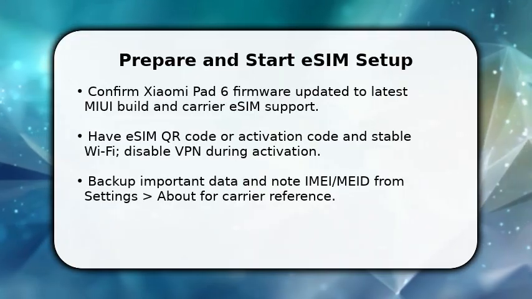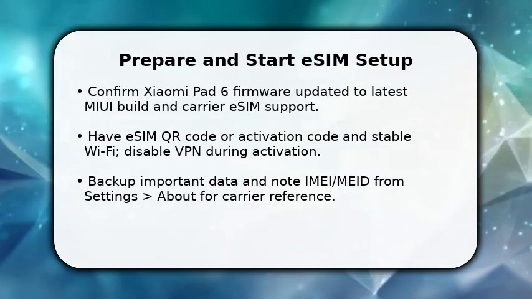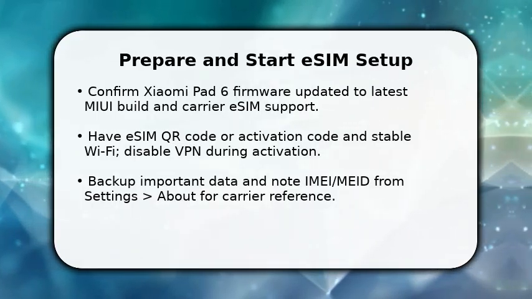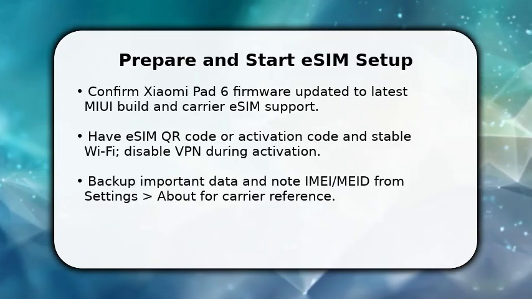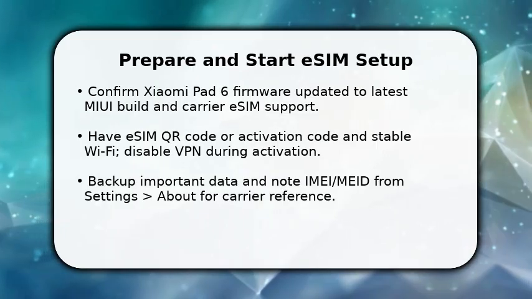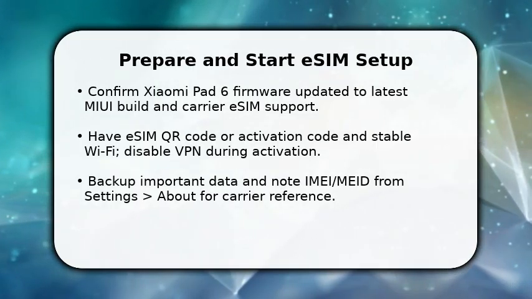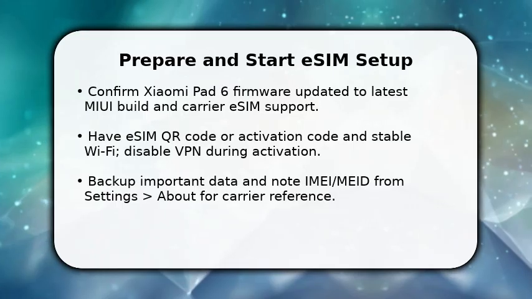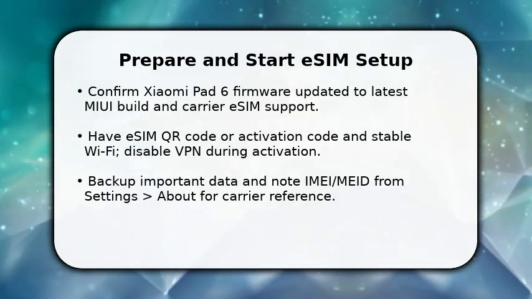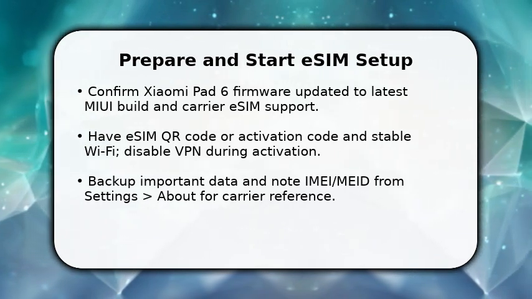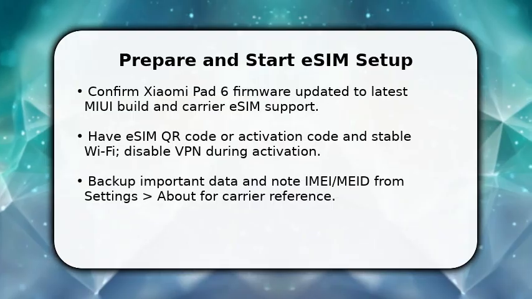Enjoy the video. You begin by checking prerequisites. Ensure your Xiaomi Pad 6 runs the latest MIUI and that your carrier supports eSIM. Once done, connect to a stable Wi-Fi and disable any VPN. This avoids activation errors. Make sure you have the carrier's eSIM QR or activation code ready and jot down the tablet's IMEI from Settings About. Carriers often request it. Now open Settings and navigate straight to SIM cards and mobile networks, so you can add the new eSIM profile without delay.